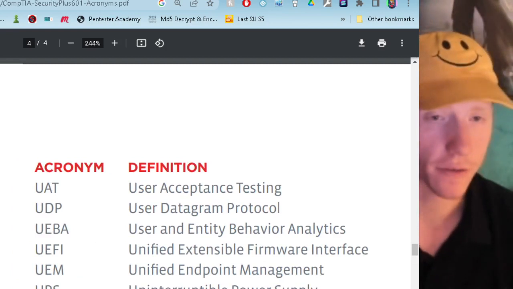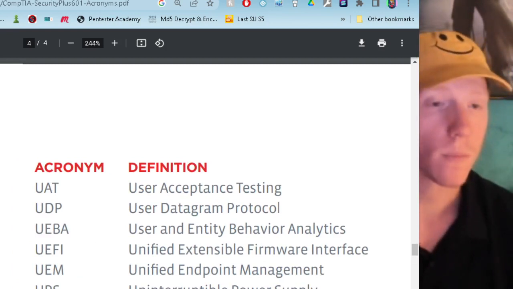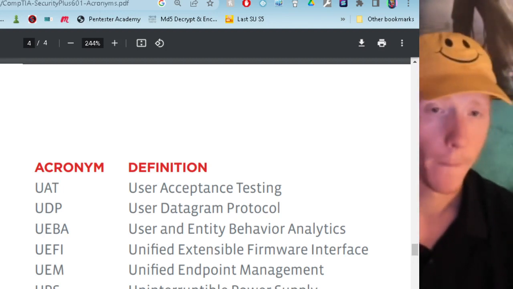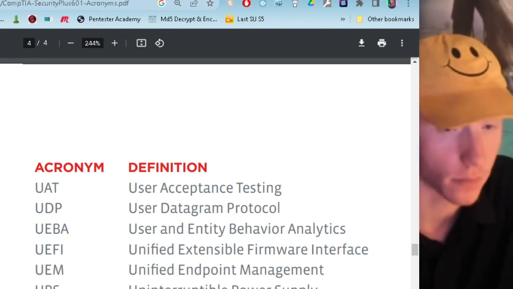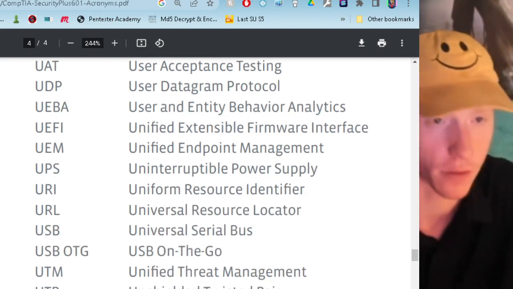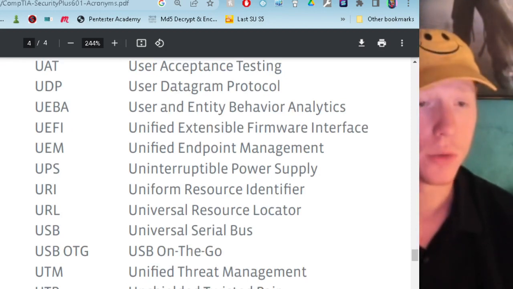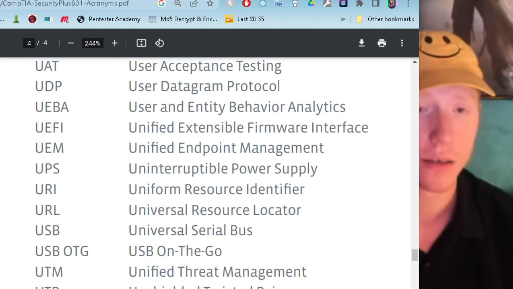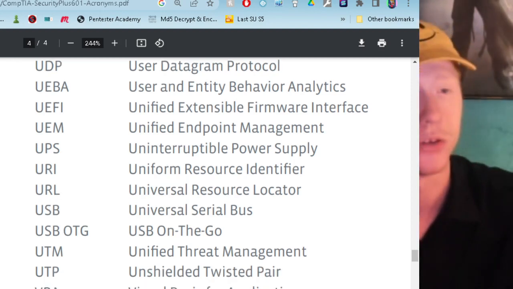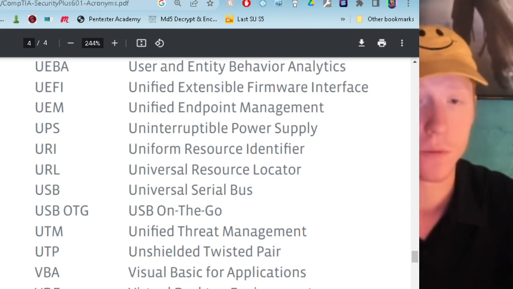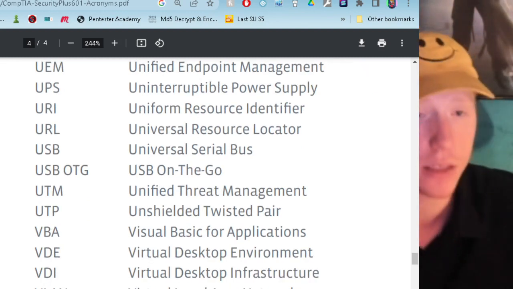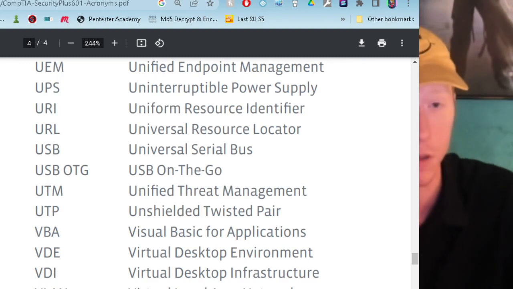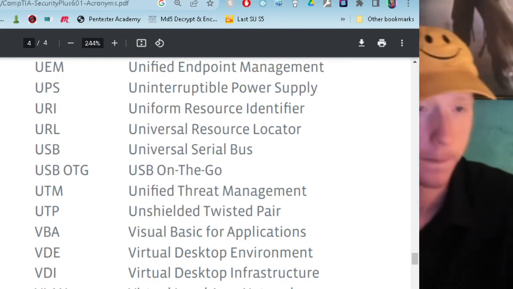UAT is User Acceptance Testing. UDP is the User Datagram Protocol. UDP and TCP are somewhat similar. You'll hear them in the same context. The UEBA is the User and Entity Behavior Analytics. The UEFI is the Unified Extensible Firmware Interface. The UEM is the Unified Endpoint Management, and a UPS is an uninterruptible power supply.